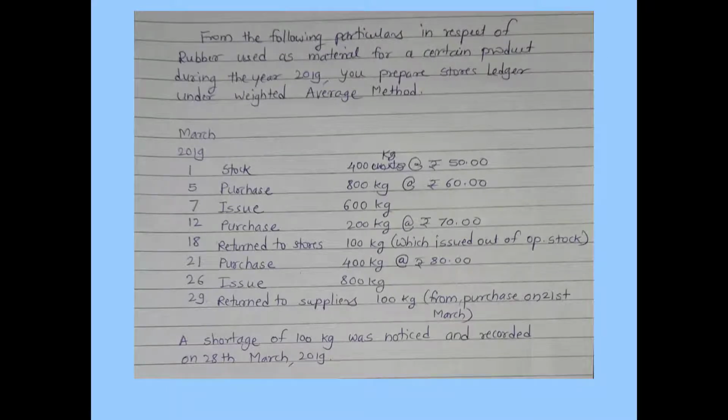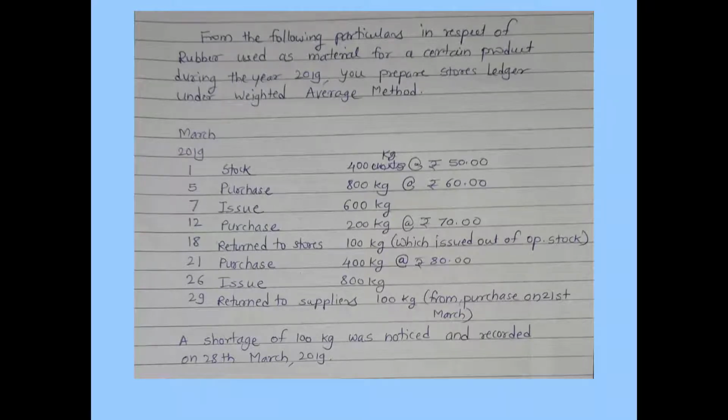On 18th, some rubber is returned to the stores. So that is a receipt to the store, so we are going to add these returns in the receipt column. We will show it in the receipt column and we will add it to the balance. On 21st, again purchases of 400 kg at the rate of rupees 80. On 26th, there is an issue of 800 kg.